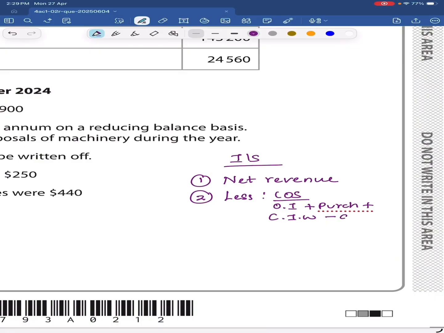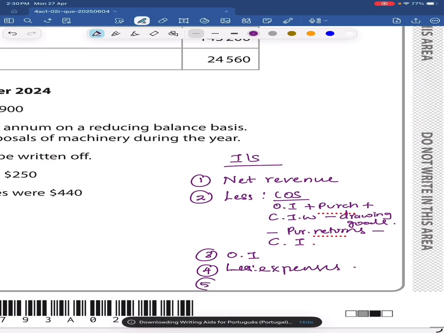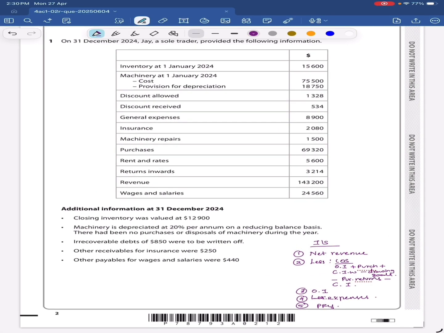Deduct drawings. These are goods drawings. Deduct the purchases returns or return outwards. Take away closing inventory. Once that's done, number 3 is add other income. Number 4, deduct the expenses. At last, you find profit for the year. Right, so let's finish the first section, which is net revenue.